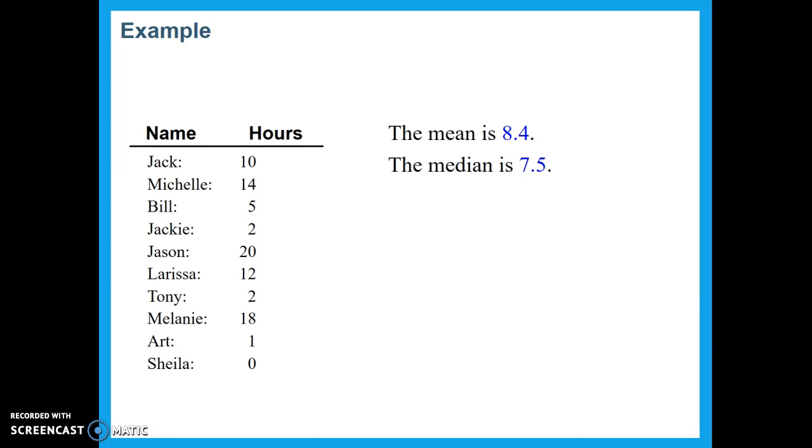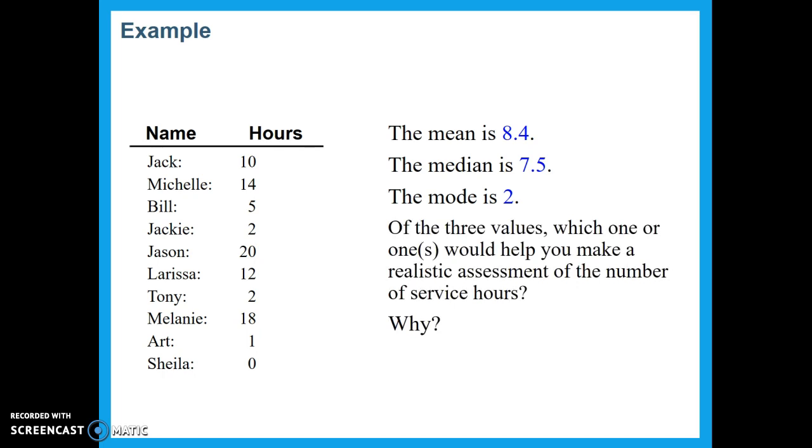However, when we look at Sheila and Art, Tony and Jackie, we do have 4 of the 10 that are quite low, which would make sense why our mean and our median were farther apart. And then we notice that the mode is 2, which again can be very telling. So of the 3 values, which one or ones would help you make a realistic assessment of the number of service hours and why? This is a question that I'm going to let you answer if you were the recruiter. Because as long as you can justify, you may not be wrong.